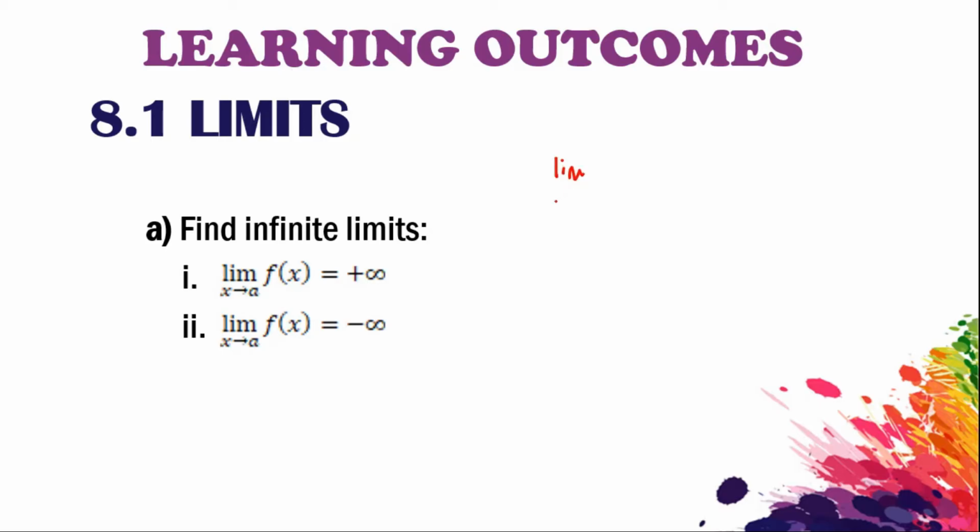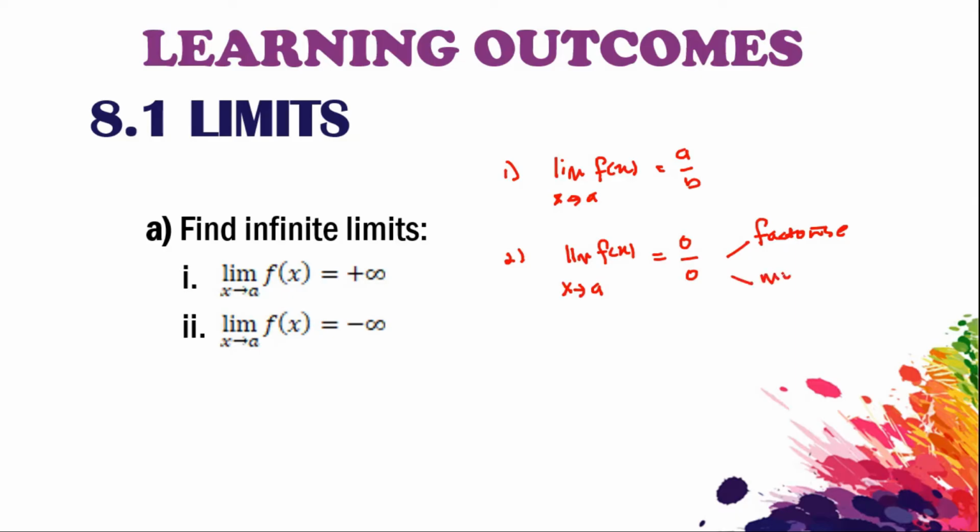We know that limit f(x) when x approaches a equals a over b, which we do by simple substitution, substituting the value of x into f(x). This is the first case. The second case, we have limit f(x) when x approaches a, and we get 0 over 0. Here we need to do factorization or multiply by the conjugate. So the third one, we will find infinite limit.